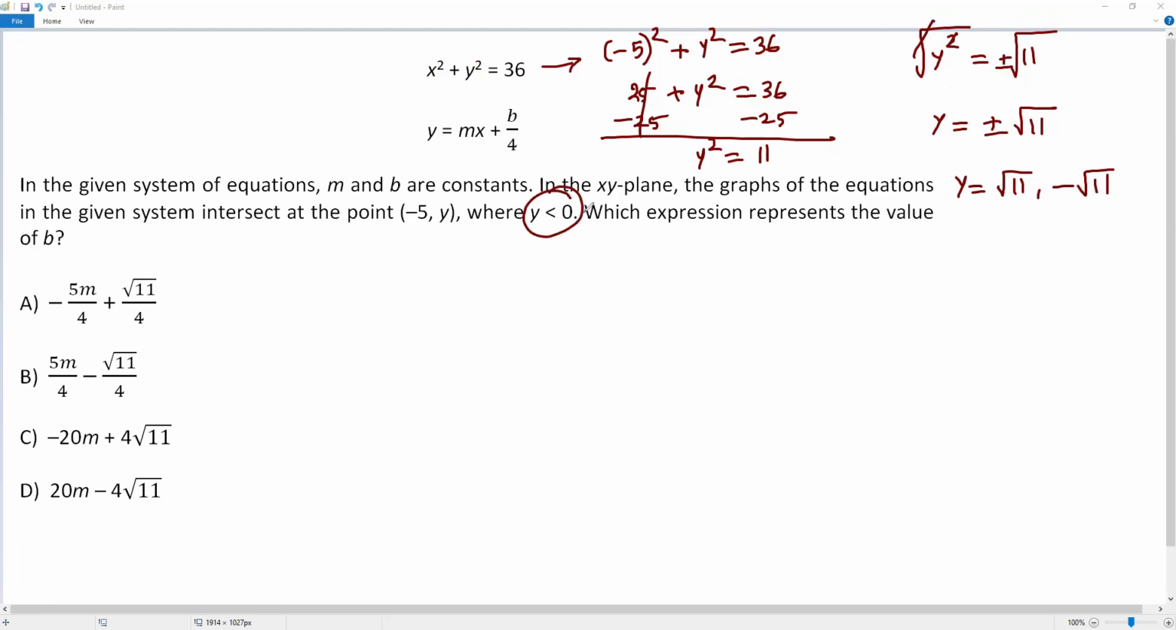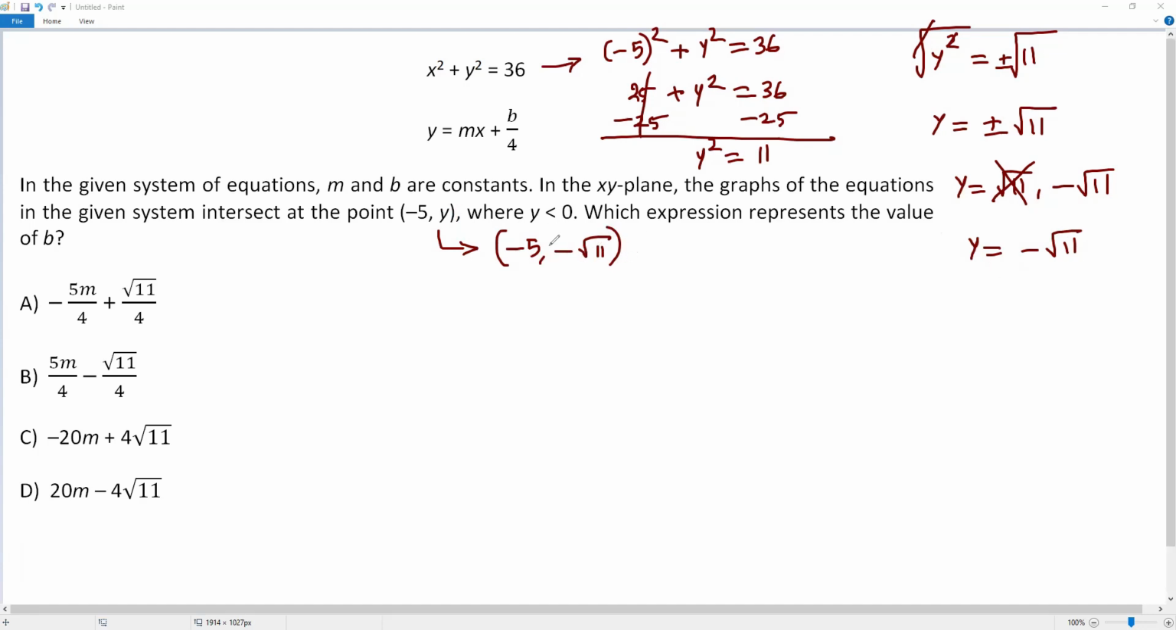Okay, here we have the information y is less than 0. That is, y is negative. So we can reject the positive value of y. Let's consider only the negative value of y. Then we get y equals negative square root of 11. Okay, now this point is known. That is (-5, y), we can replace this y by the value we got. That is negative square root of 11.